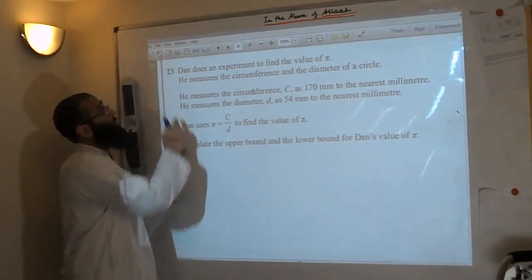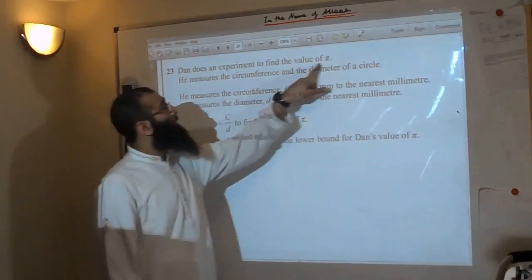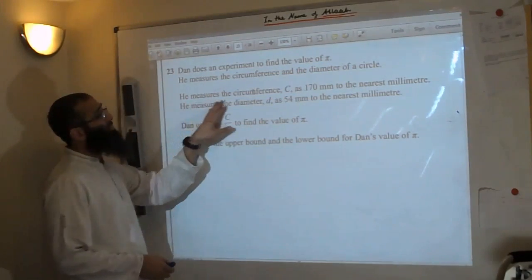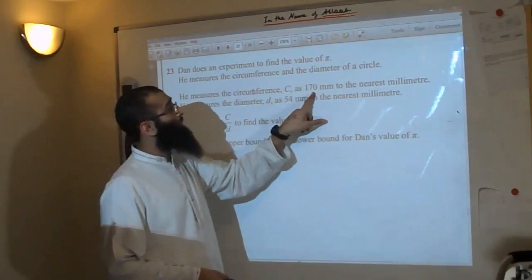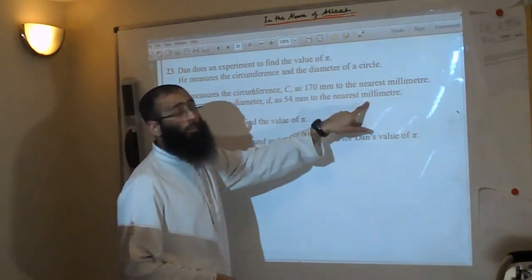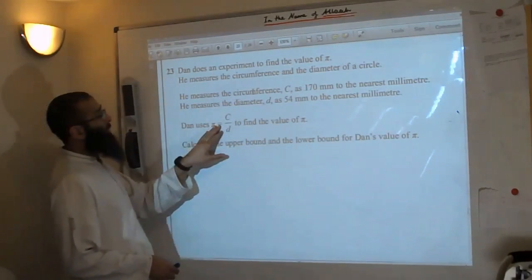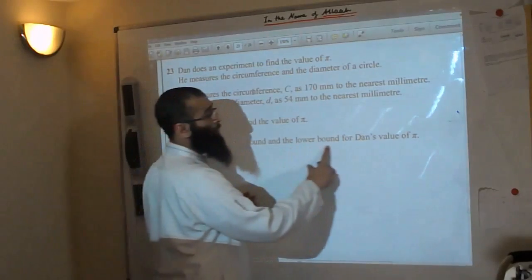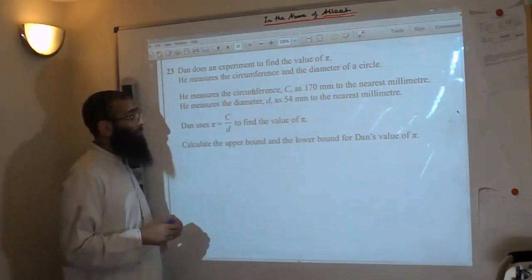Okay folks, question number 23. Dan does an experiment to find the value of pi. He measures the circumference and diameter of a circle. He measures the circumference C as 170 mm to the nearest millimeter. He measures the diameter D as 54 mm to the nearest millimeter. Dan uses this formula, pi equals C over D, to find the value of pi. Calculate the upper bound and the lower bound for Dan's value of pi.